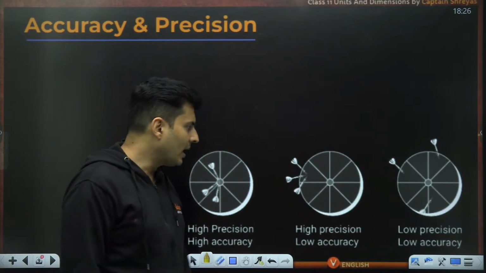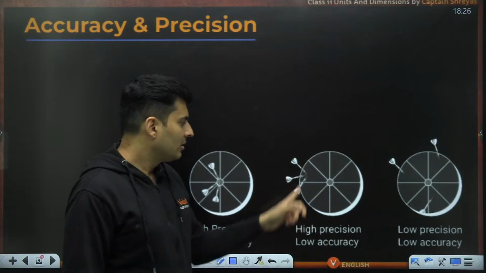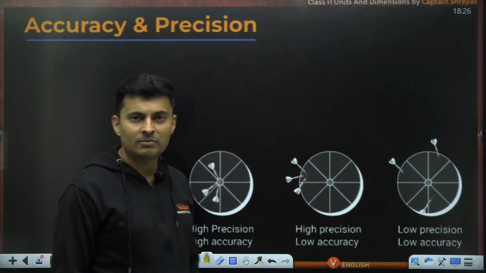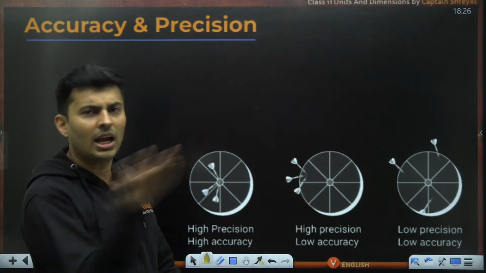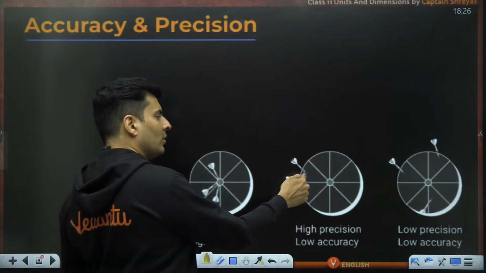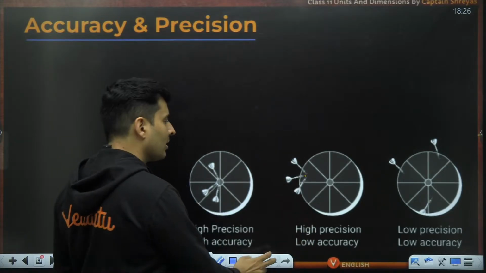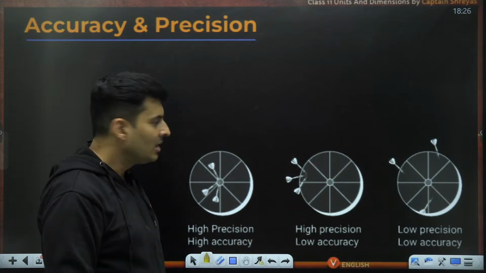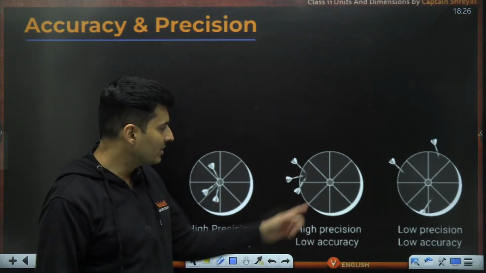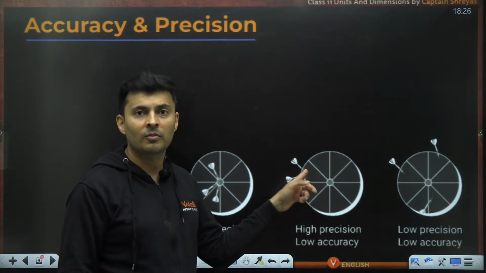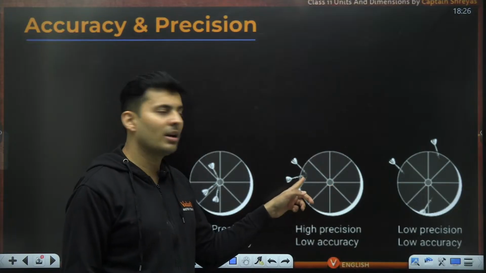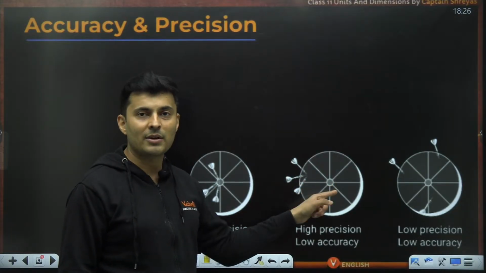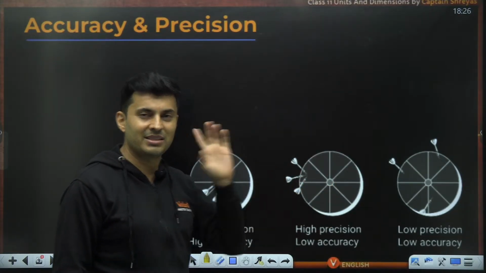But then look at this. This dude, this is ultra legend. Every time you throw, he is hitting here only. Some nonsense is happening. Every time he throws, he is hitting here. Precise. He is very precise. But is he accurate? No. Why? Because you are supposed to hit here, you are hitting it here. So this is not accurate, but 100% this is precise.